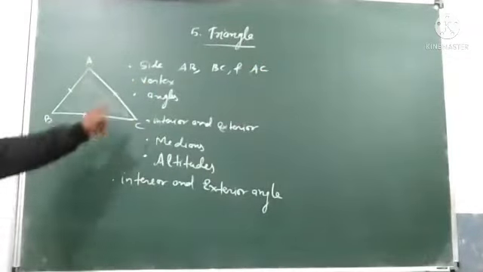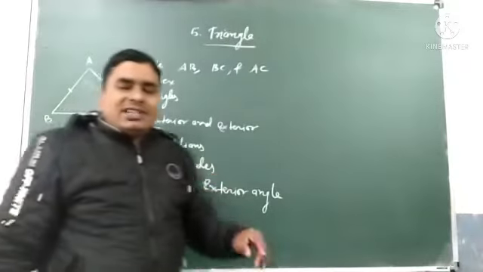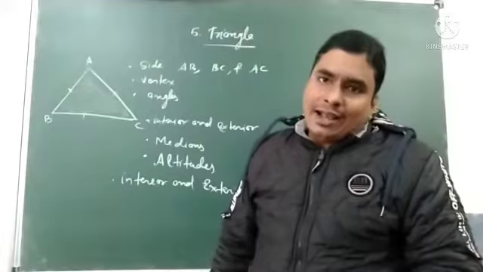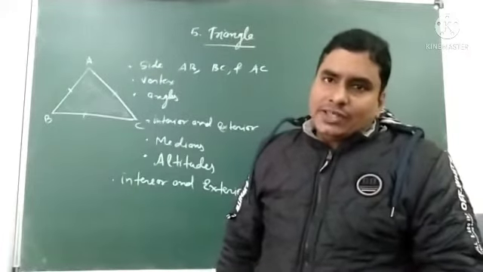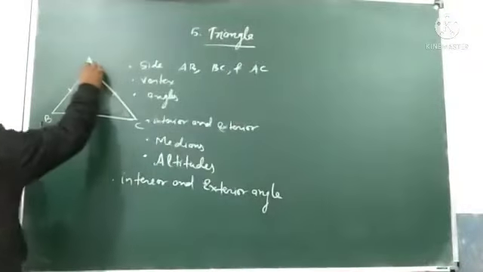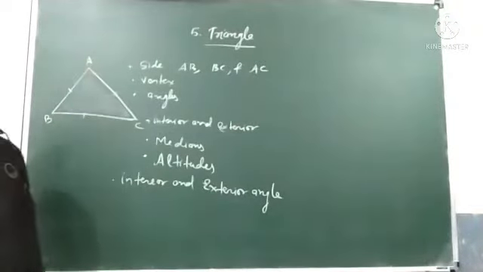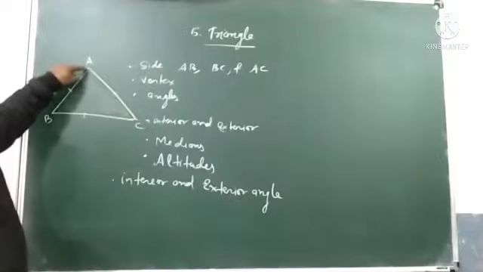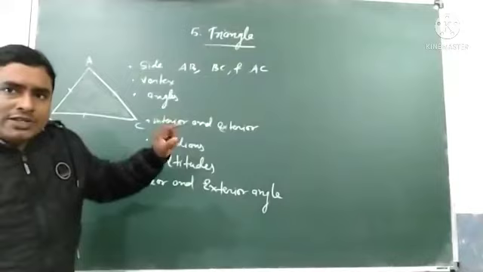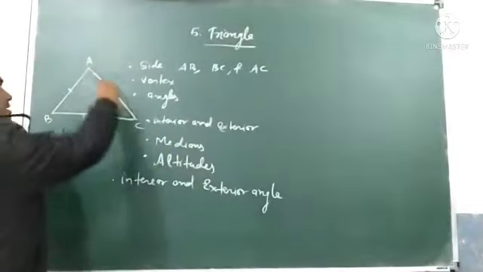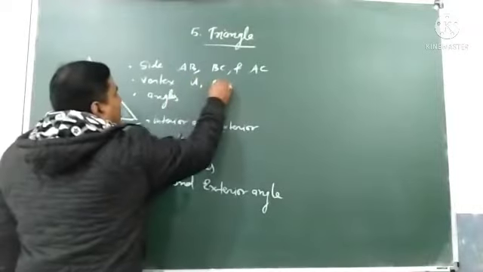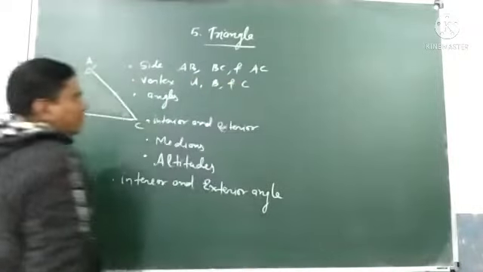Okay, students? Now, vertices. What are the vertices? Already we have discussed this concept in the chapter on angles. Where two sides meet each other, the common point or intersecting point of two sides, that is called a vertex. So the vertices are A, B and C.